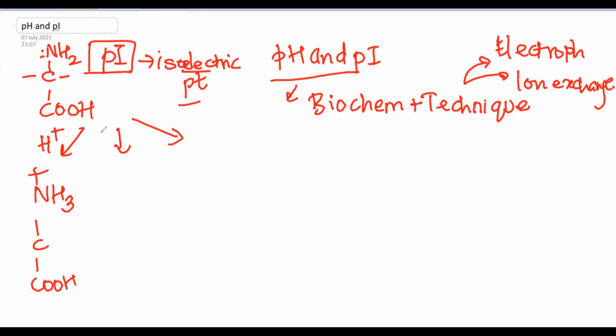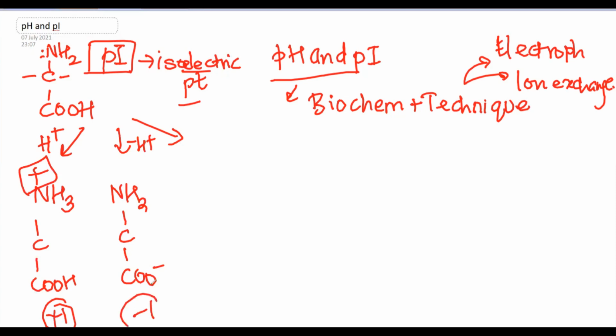Now, this COOH can also ionize. If it ionizes, it will lose that H plus and become COO minus. So in case number 1, the net charge on this amino acid would be plus 1 because it has one positive charge. In this case, it will be minus 1 because it has a net charge of minus 1. Now, there can be another state wherein both of these exist in their ionized form, that is, NH3 plus as well as COO minus. What is the net charge right here? Yes, plus 1 minus 1, 0.